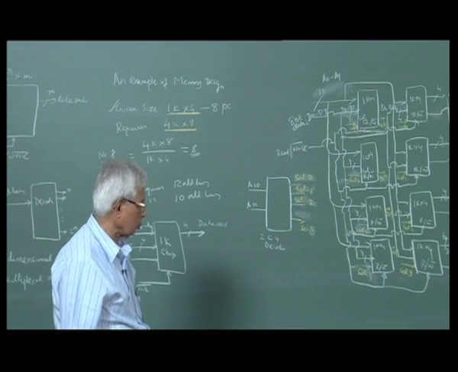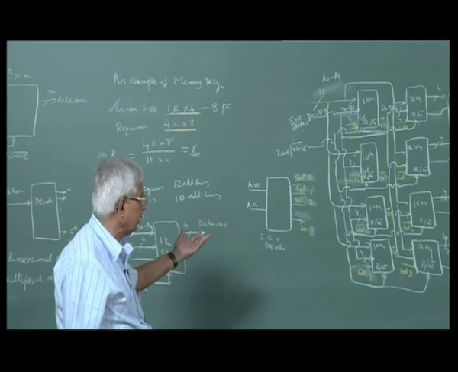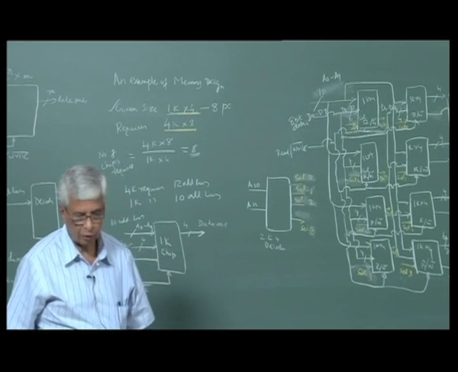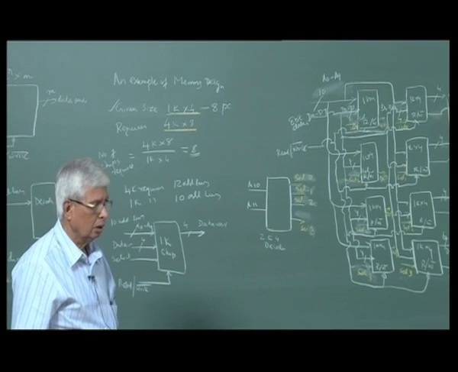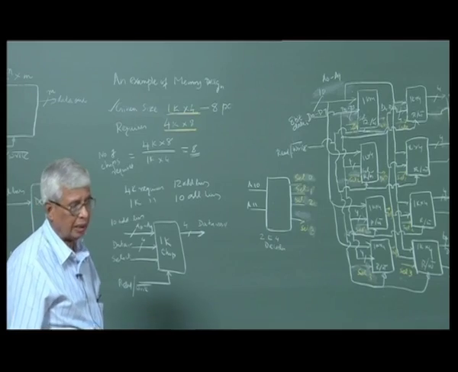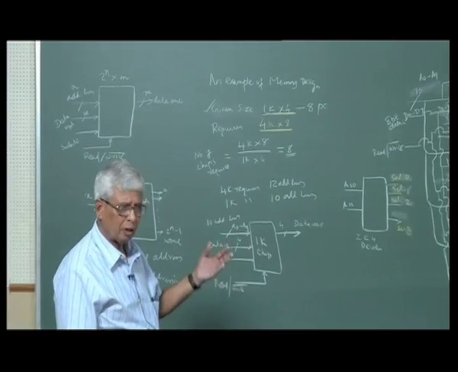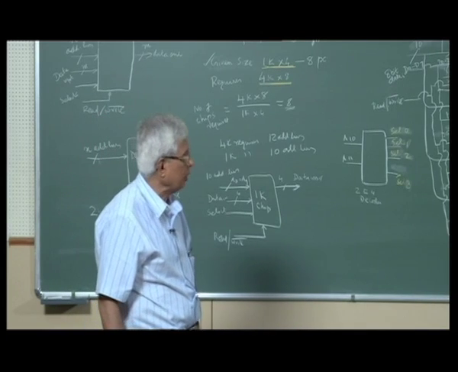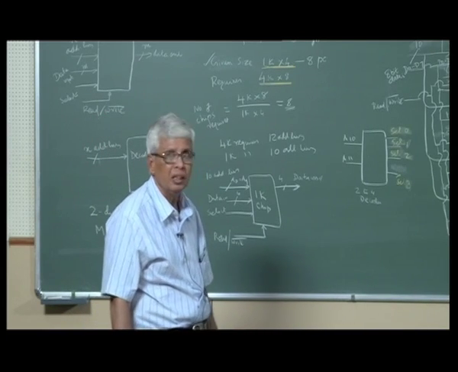Now, this is how you design memory. For example, if you have a 64K memory, I mean, I am only talking about RAM now, static RAMs. Dynamic RAM also has the same arrangement, except that we need an extra circuit for refreshing. So, for static memory, there is no refreshing needed.